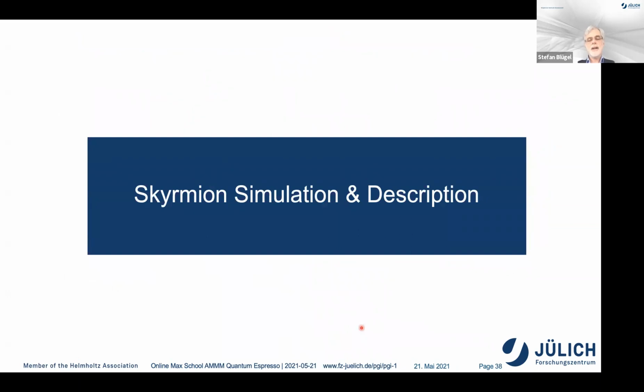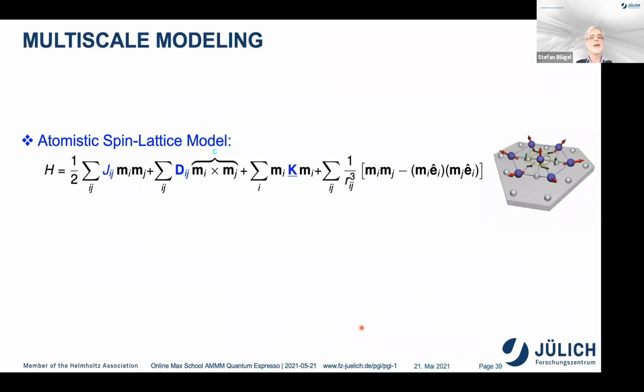So now I'm looking a little bit at the time, but maybe we still have 10 minutes. We started a little bit later. So let me say a word about this skyrmion simulation and description. I have introduced to you, without much ado, this Heisenberg interaction, this Dzyaloshinskii-Moriya interaction. I mentioned the magnetic anisotropy. There are also some other parts which are currently not of my interest, which is a dipole-dipole interaction.